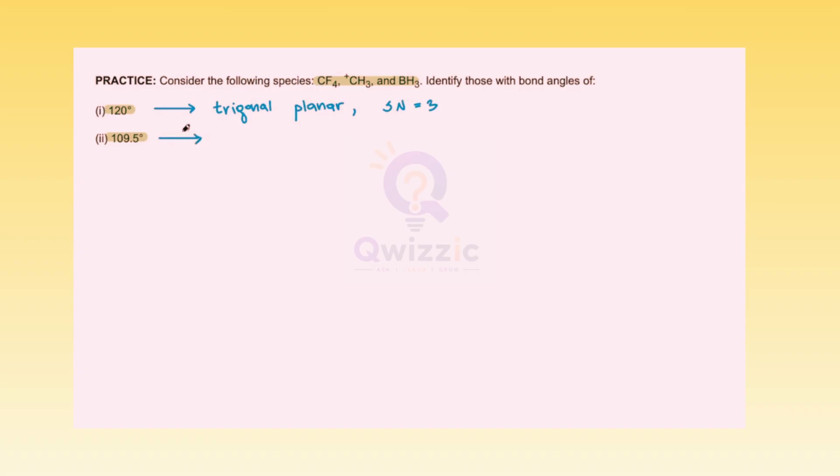Now, the second bond angle corresponds to the tetrahedral geometry. And the steric number ideally would be 4. We're looking for 4 electron regions around the central atom.